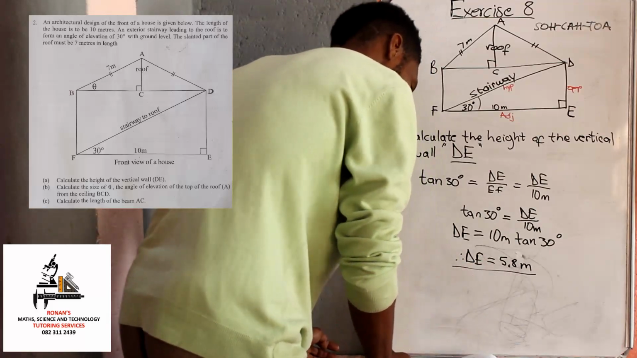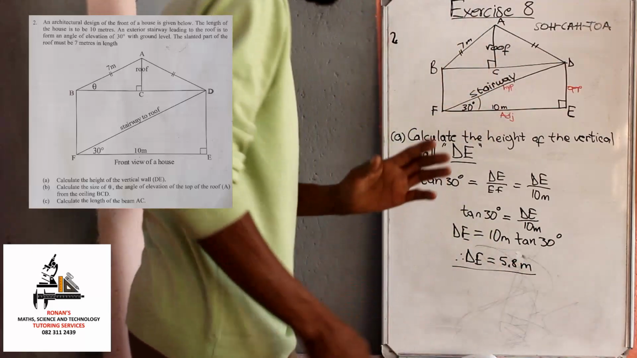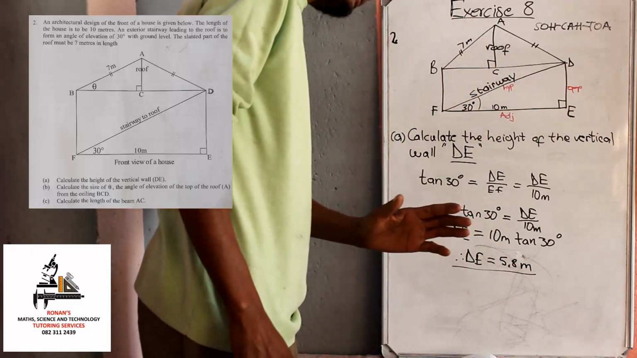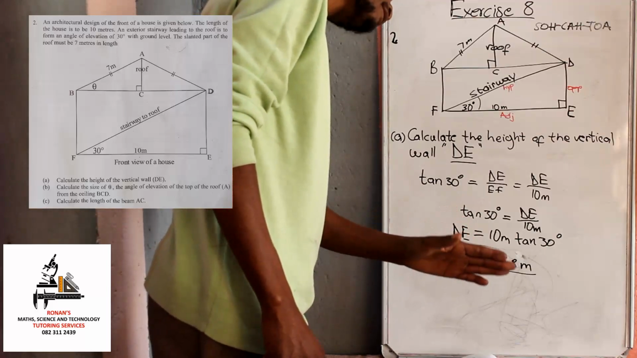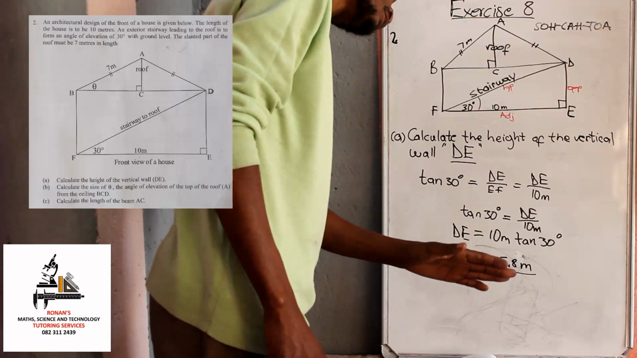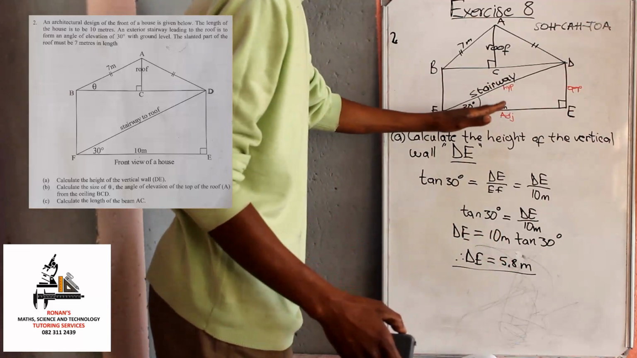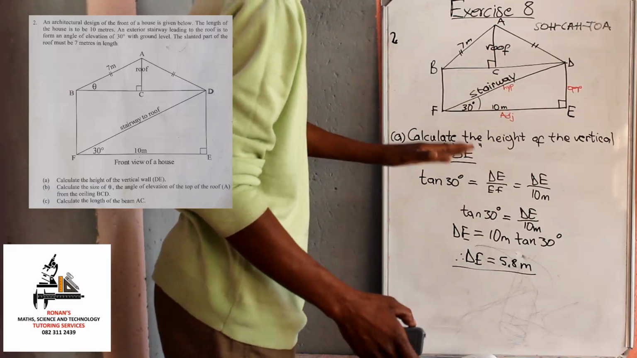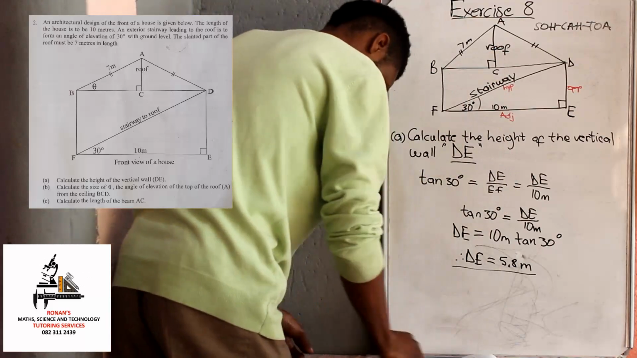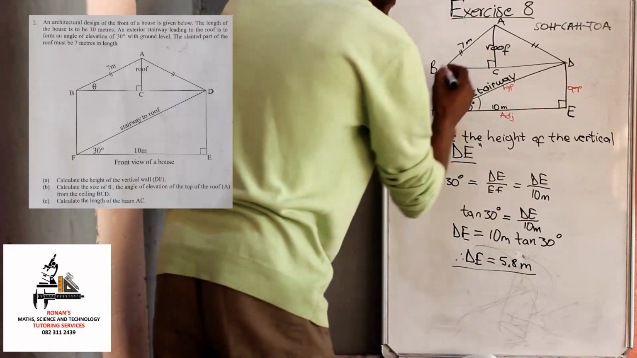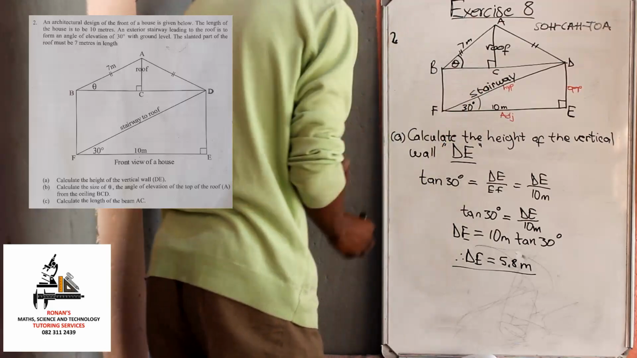And then the second part says calculate the size of theta, which in essence is the angle of elevation of the top of the roof. The angle of elevation of the top of the roof is theta. Let me write it here. So they're looking for that.